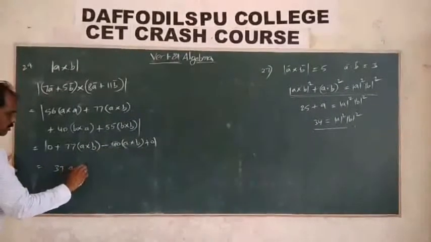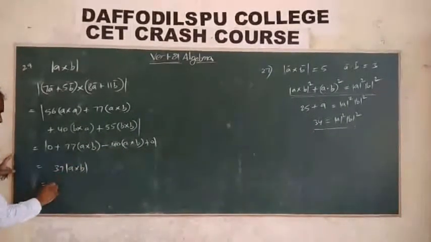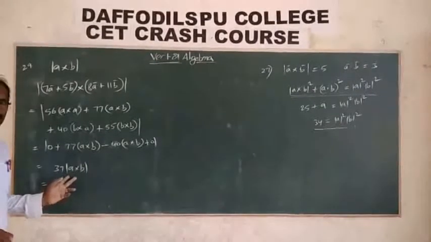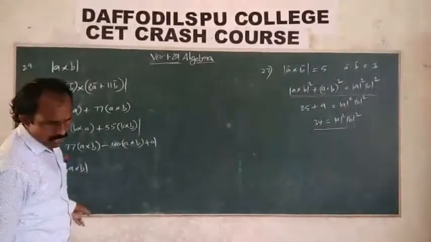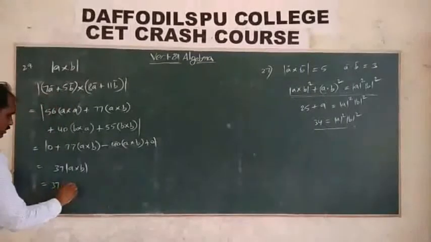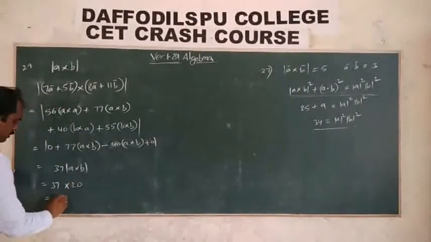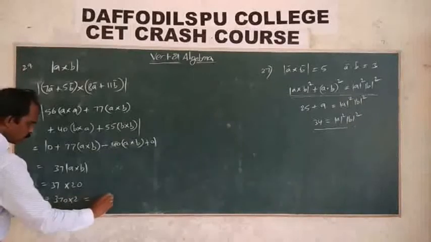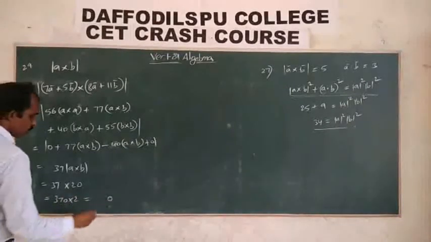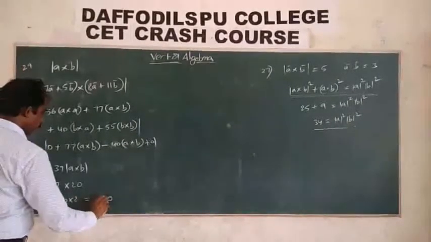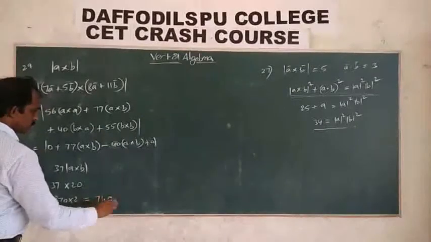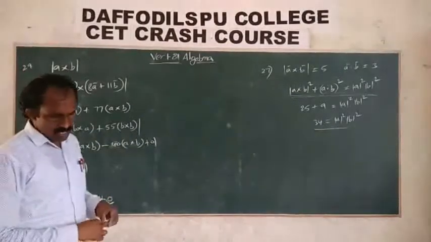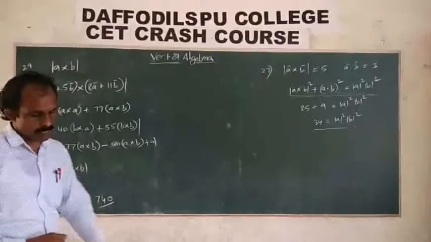That gives 37 times the modulus of A cross B. Already given, the modulus of A cross B value is 20 square units. So that implies 37 times 20, which is equal to 740. So 740 is the correct answer, the second option.